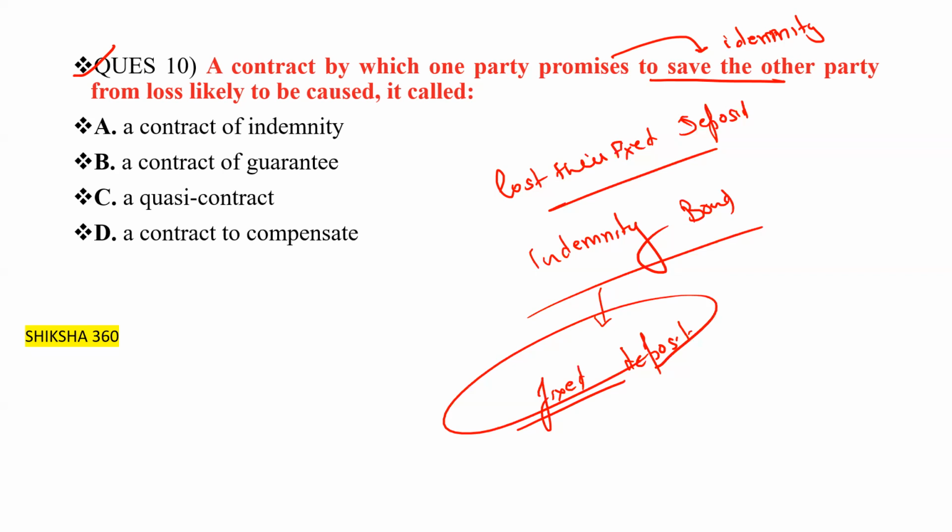So here it is a contract by which one party promises to save the other party from the loss likely to be caused, called a contract of indemnity, rather than a contract of guarantee, quasi contract or contract to compensate. So option A is the correct answer here. That is known as the contract of indemnity.